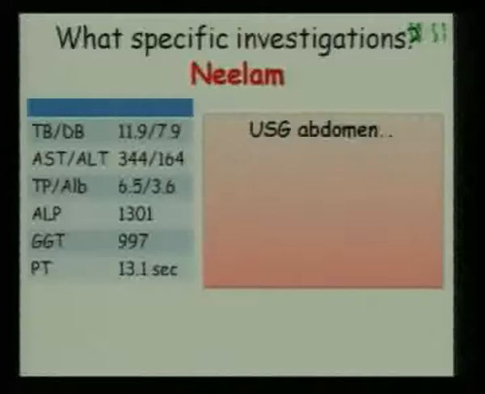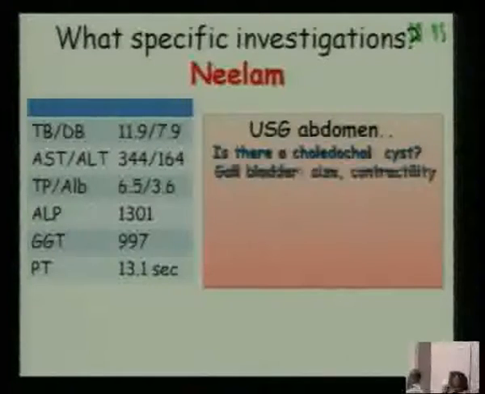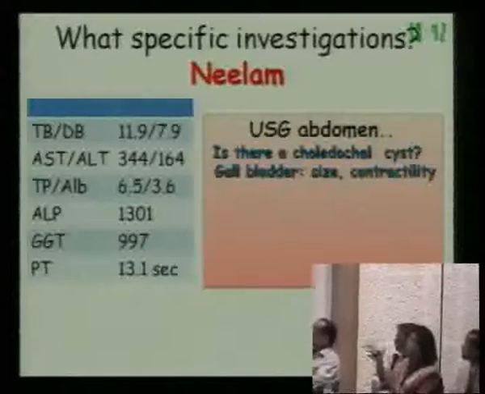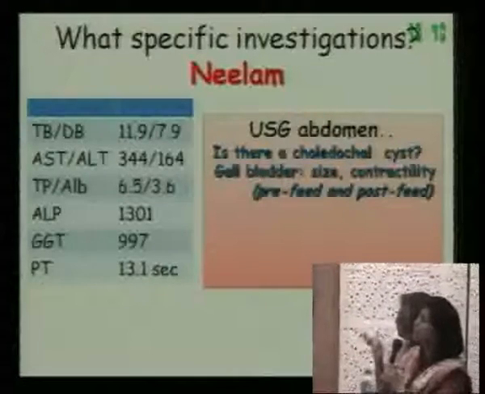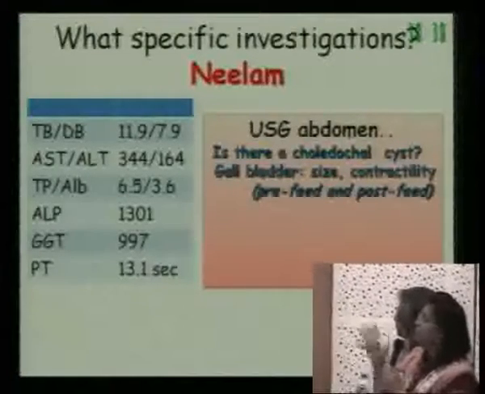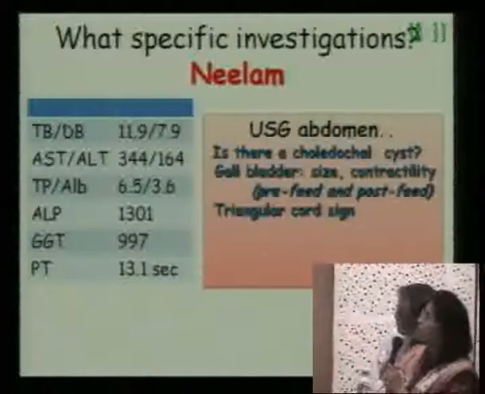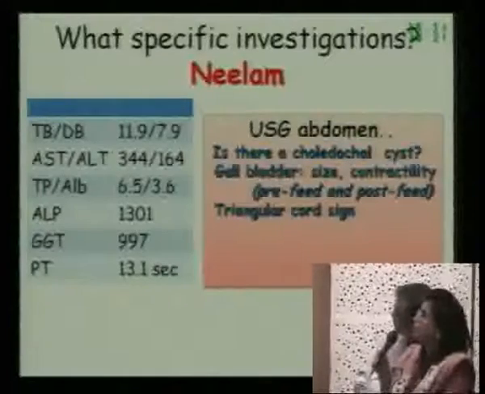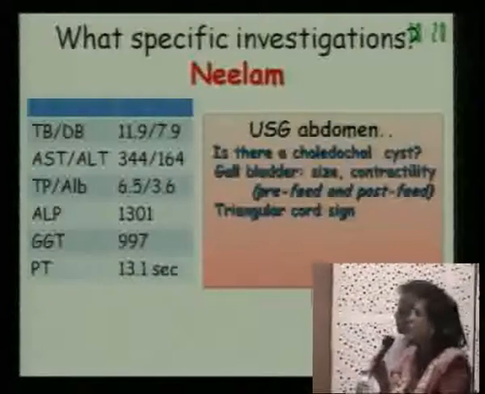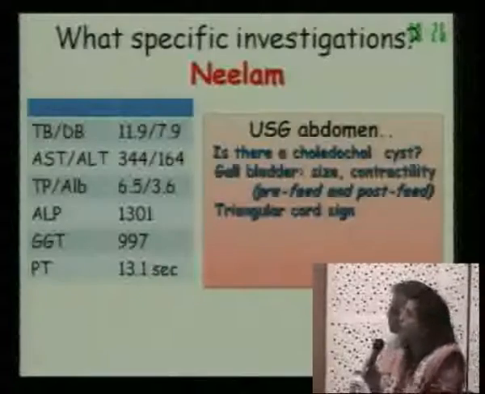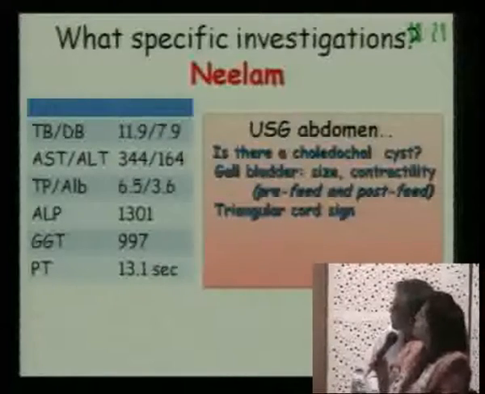Next investigation, Neelam. Well, if I have to differentiate, look for bilirubin, one of the things we ask for ultrasound is basically to rule out choledochal cyst. That's very important. And next I would be asking for a fasting ultrasound. If I'm able to see, in a fasting ultrasound of say 3.5 to 4 hours in a baby, a good sized gallbladder which contracts post-feed, then that helps me. Third one, triangular cord sign, though everybody is not able to do it. Dr. Zohur is going to elaborate on that point, so we leave it there.